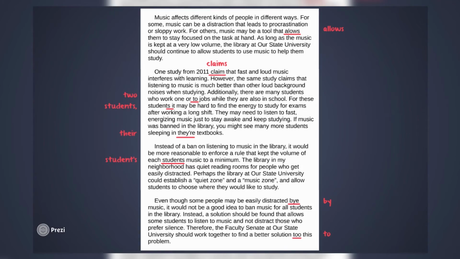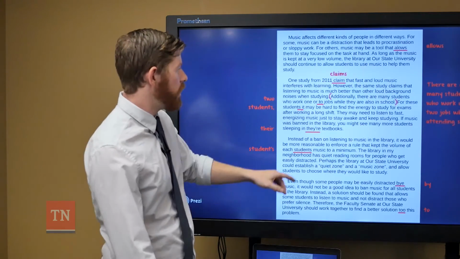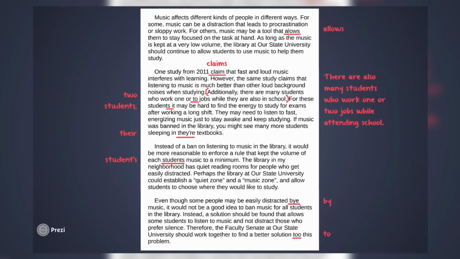And lastly, you might see a sentence that just kind of reads really weird whenever you read through it, like this one, where it says, "additionally, there are many students who work 1 or 2 jobs while they are also in school." I'm going to change that to just make it say "there are also many students who work 1 or 2 jobs while attending school." It's a little bit easier of a read.